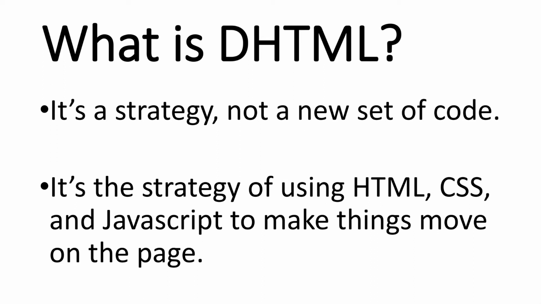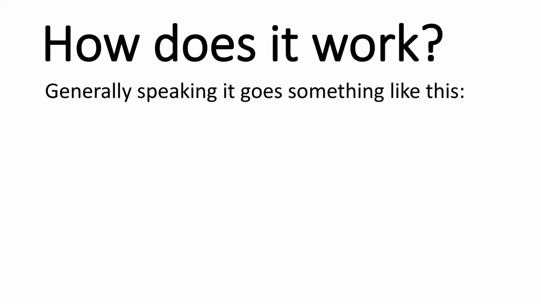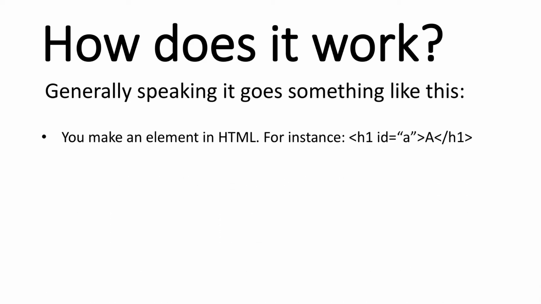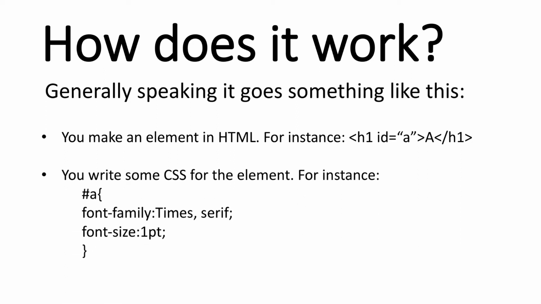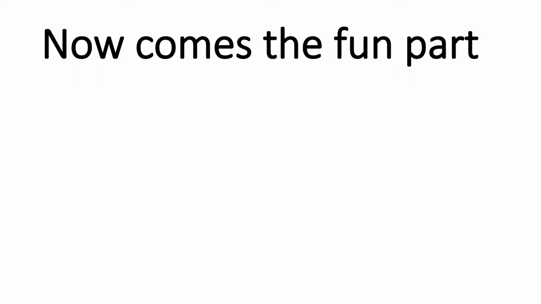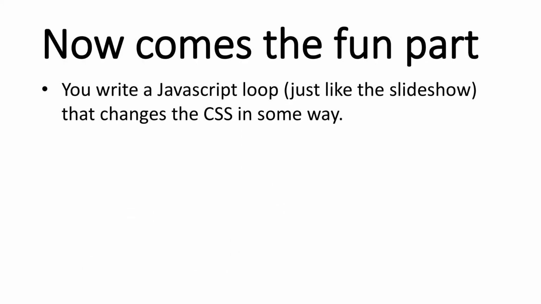Generally speaking, it works something like this. You make an element in HTML, for instance, a headline, which we've ID'd A. You write a little bit of CSS for the element. You can see here for ID A, we gave that font family of Times and a font size of 1 point, which seems really tiny, but you'll get the hang of this in a minute. Now comes the fun part. We have to write a JavaScript loop, just like we did for the slideshow. Only this time, instead of swapping out images, we're going to change the CSS for that headline tag A.